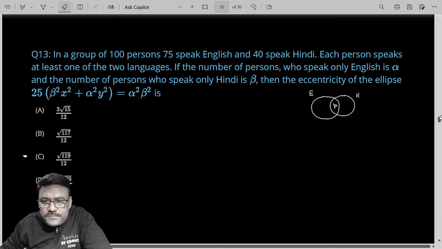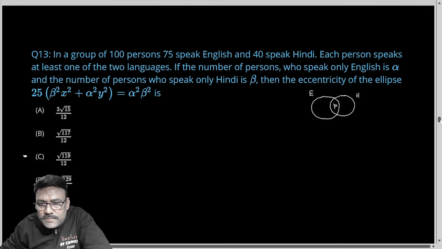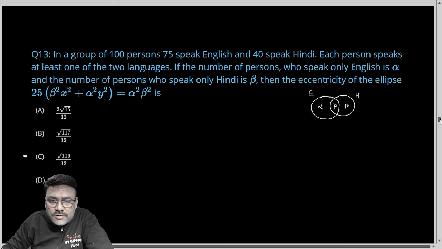Let me erase it. The number of persons who speak only English is alpha. The number of persons who speak only Hindi is beta. So what is alpha? English speaking is 75, so alpha is 75 minus p. Hindi speaking is 40, so beta is 40 minus p.